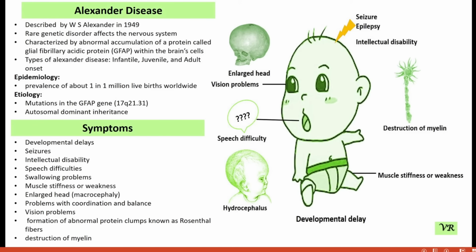in Alexander disease. Symptoms of Alexander disease include developmental delay, seizures, intellectual disability, speech difficulties, swallowing problems, muscle stiffness or weakness, enlarged head, that is macrocephaly, problems with coordination and balance, vision problems, formation of abnormal protein clumps known as Rosenthal fibers, and destruction of myelin sheath.